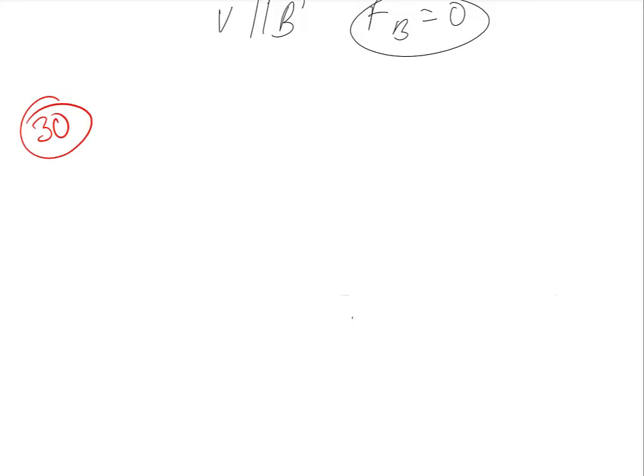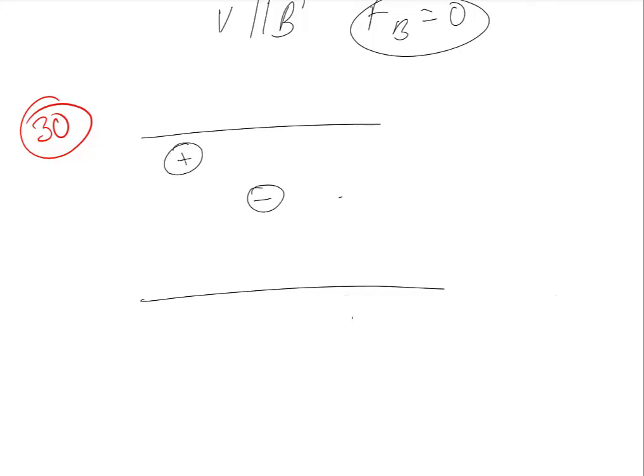So the final question, question number 30, it says an ionized gas contains both positive and negative ions. If it is subjected simultaneously to electric field along plus x and magnetic field along plus z, so here we have a container, plus minus, electric field is along plus x direction and magnetic field is along plus z direction.